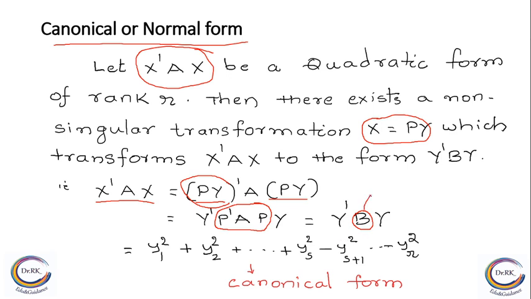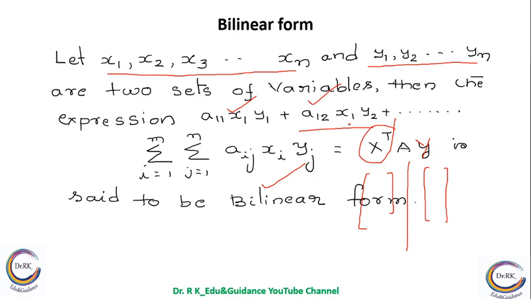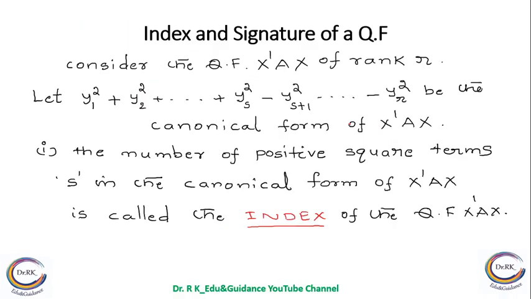Suppose this B is a diagonal matrix. What happens? A diagonal matrix means it only has the diagonal elements, and the rest of the elements are zeros. For this we can go back to the previous example. Suppose this 4 equals 0, then we only get the diagonals, which means here 2x square and 6y square. In the same way we can understand here.